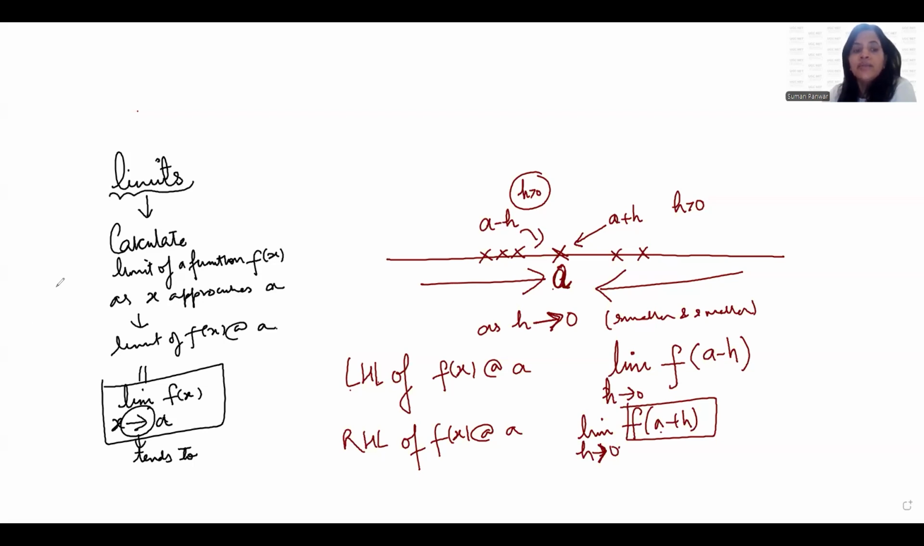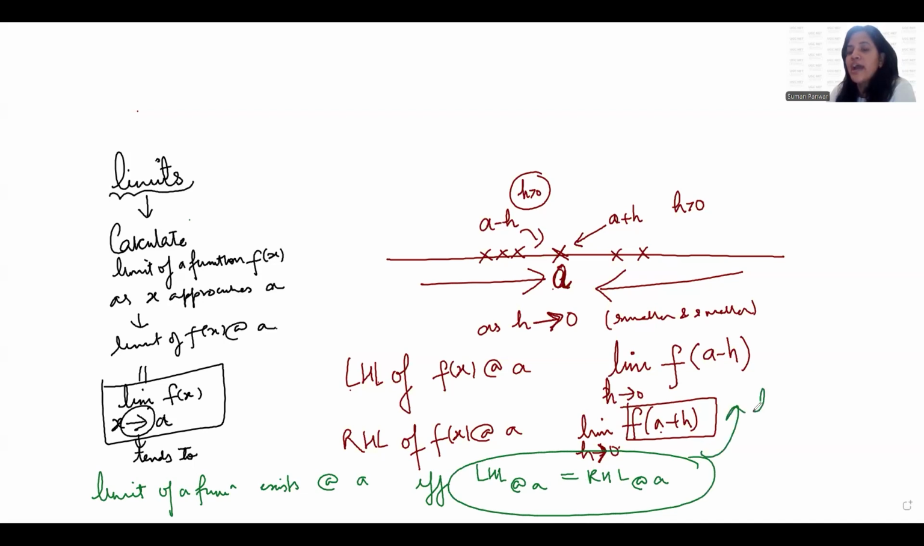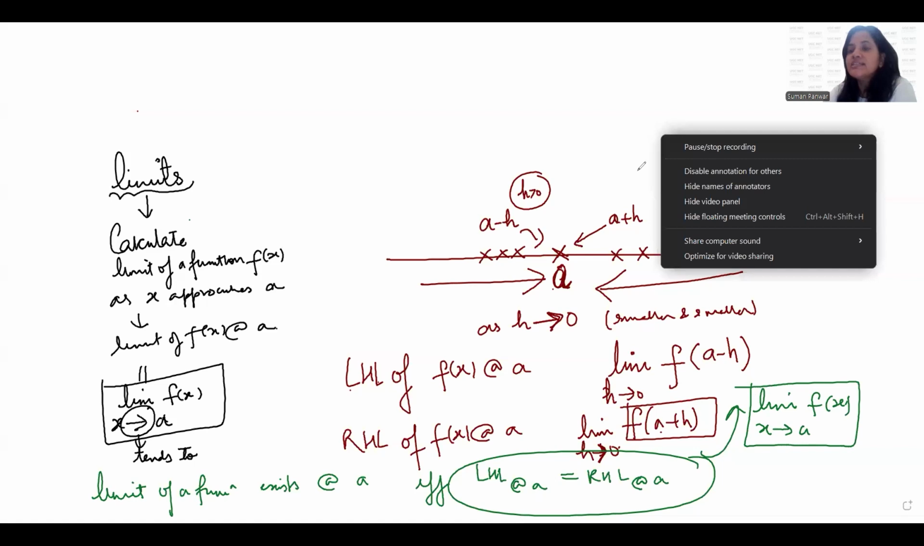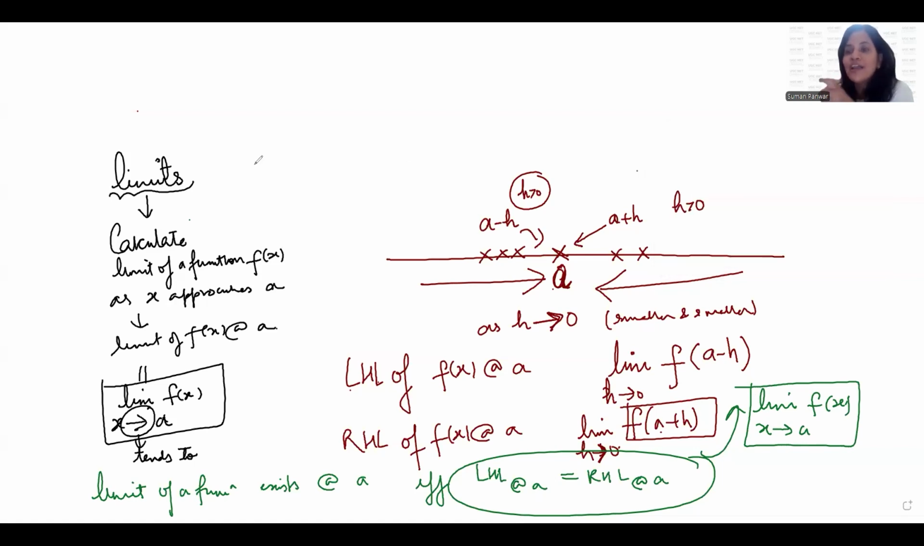So what do we mean by the limit of a function at a point a? The limit of a function exists at a if and only if the left hand limit at a is equal to the right hand limit at a, and this common value is denoted as limit x tending to a of f(x). This is the concept of limit. Whenever we talk about the limit of a function at a particular point, we talk about the left hand limit and the right hand limit, and only when they are the same, we say that the limit exists and the common value is the limit of the function at that particular point.